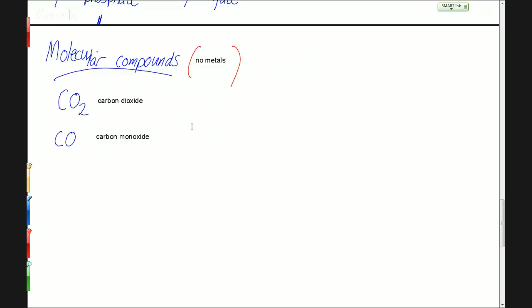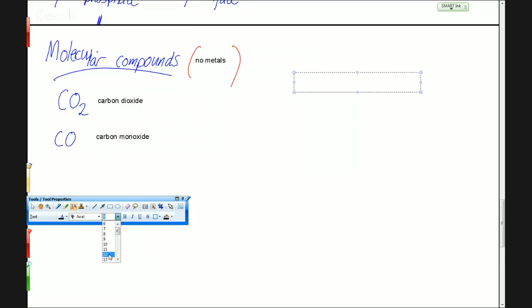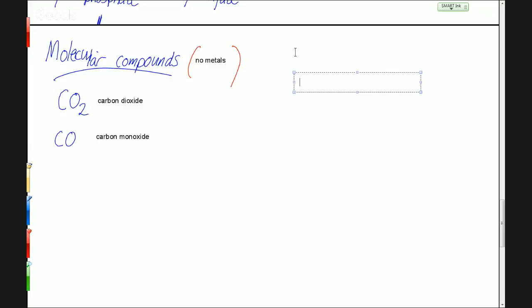That's why for molecular compounds, we simply specify how many of each there is. We don't worry about charges or anything like that. We just say how many of this atom are there, how many of this atom are there. And we use some prefixes. Here, let me make it a little bigger so you can see it better.